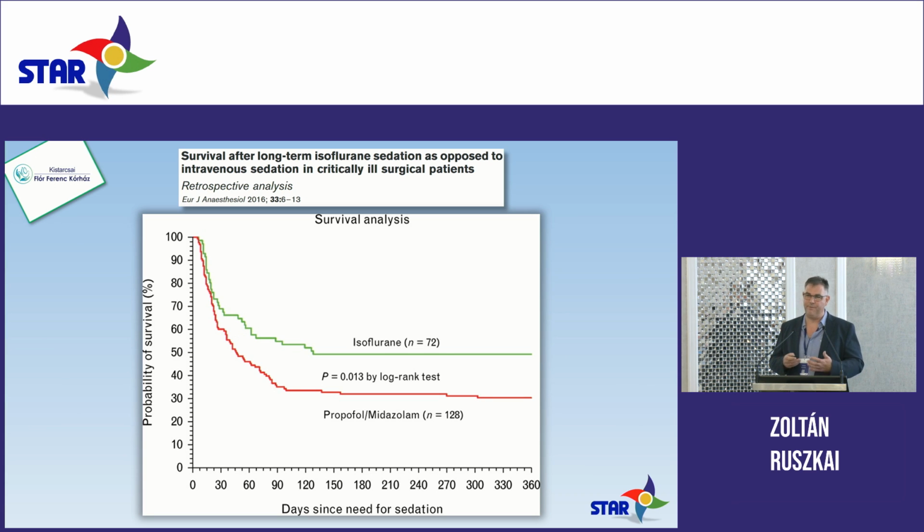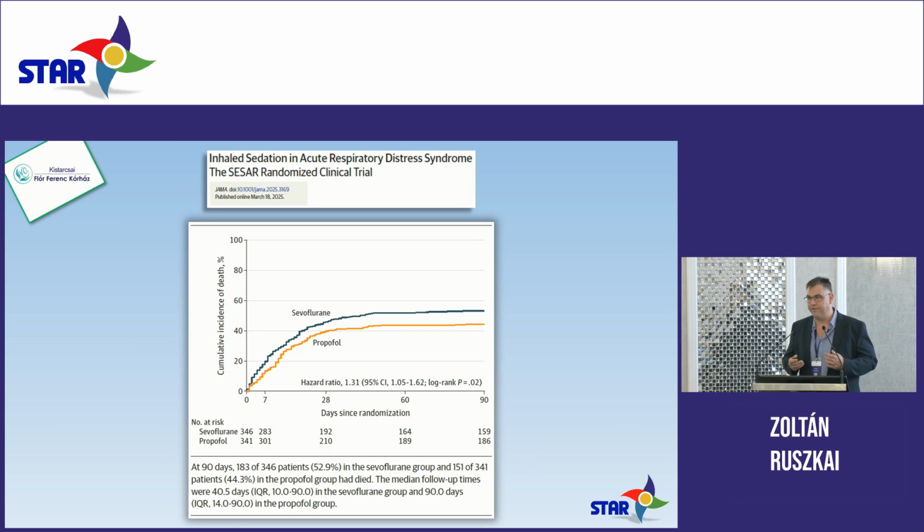What about survival? Because one of our main goals is, if we reduce the risks, we expect some improvement in survival. And in this retrospective analysis, they found that isoflurane was better in survival versus propofol or midazolam sedation. However, there is quite a new result from this year, the CESAR randomized trial. They found that mortality was worse when they used sevoflurane sedation versus propofol sedation.